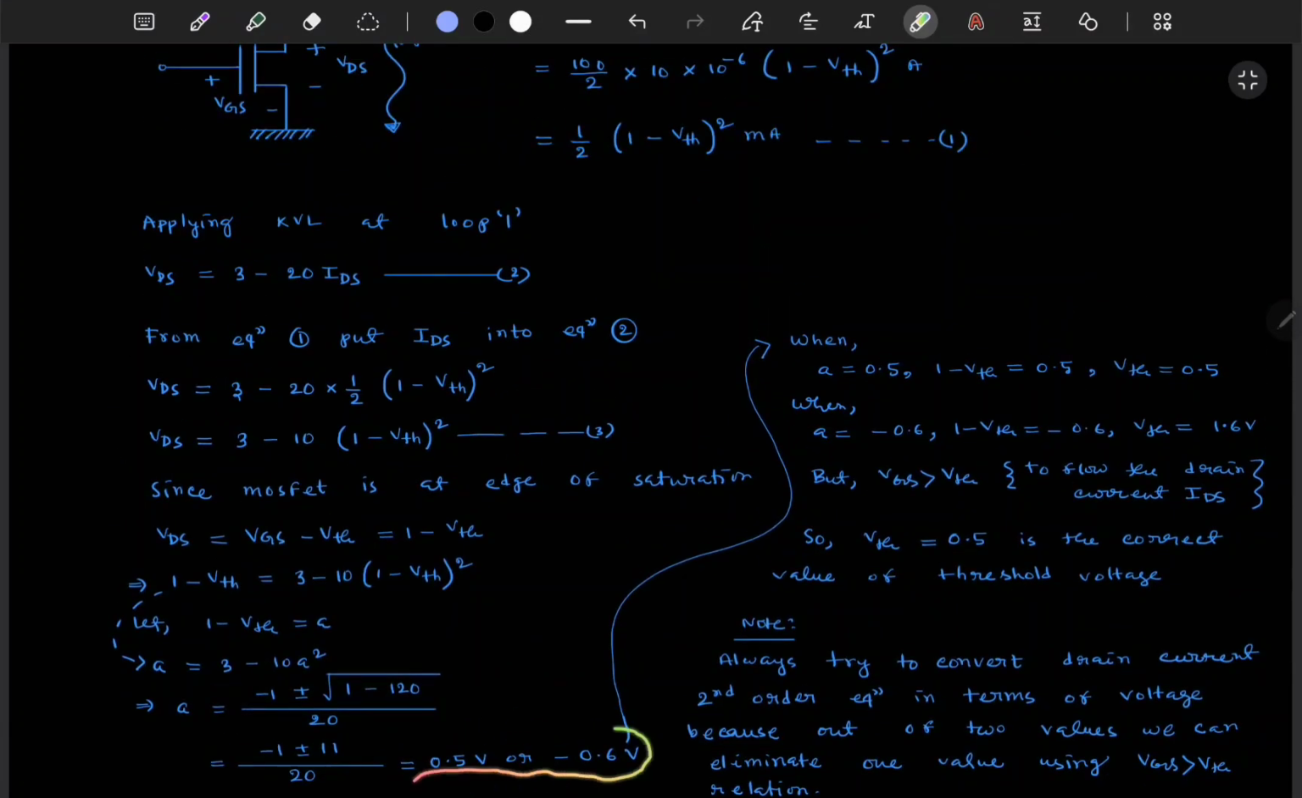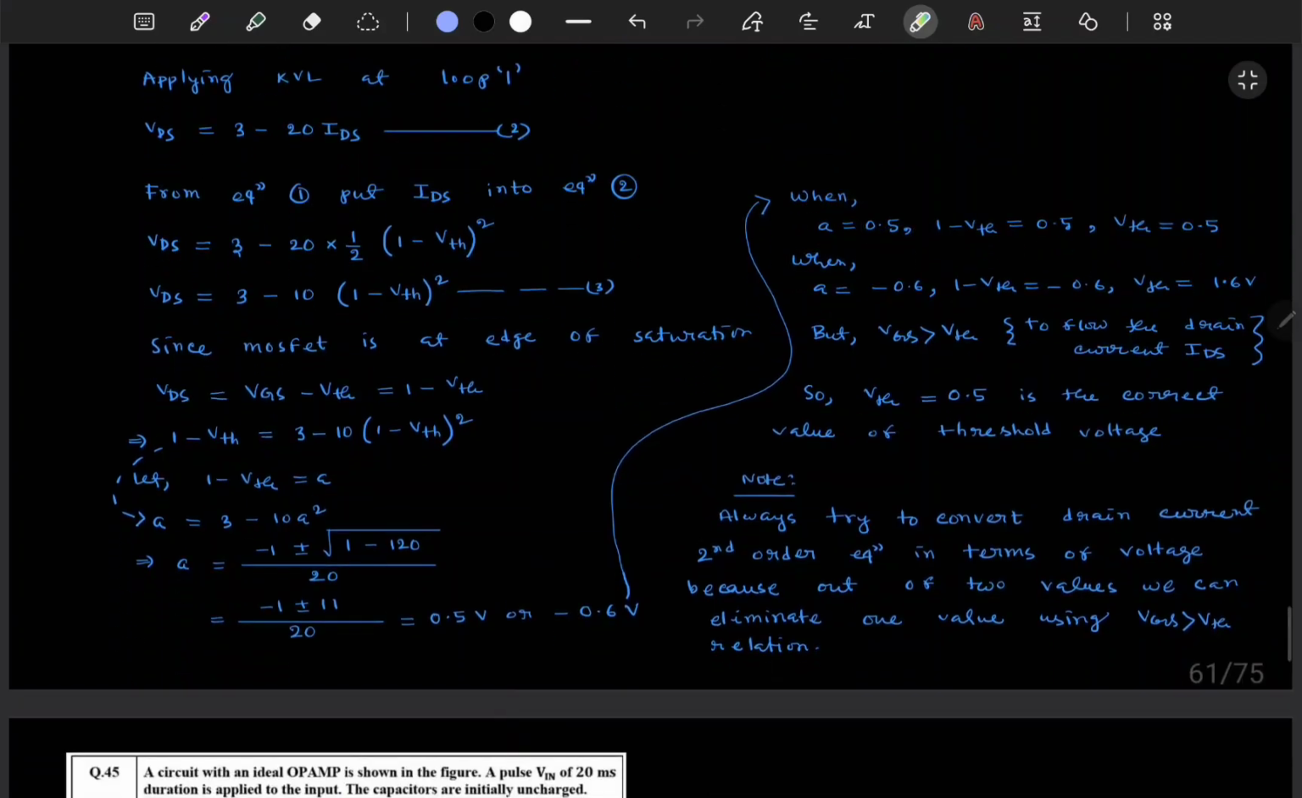There will be two possible values of A. If we put A equal to 0.5, then 1 minus VTH is 0.5, that means VTH is 0.5. If we put A equal to minus 0.6, then VTH will be 1.6 volt, but VGS needs to be greater than VTH. Only if VTH equals 0.5 is VGS greater than VTH possible, because VGS is 1 volt given in the question. So the other value is not possible, that means A's value is 0.5 only, so VTH is also 0.5. This is the correct value of the threshold voltage.